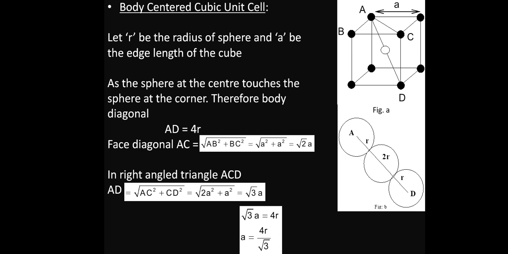What we have calculated is AD equal to root 3 A, and AD is equal to 4R, which we can clearly see. So if we equate that, we get root 3 A equal to 4R. So A will be equal to 4R by root 3. Now the volume of the unit cell, as we have discussed, will be A cube. Now we know the relationship between A and R, so I am substituting the value 4R by root 3, whole thing cubed. It gives me 64 R cube by 3 root 3.